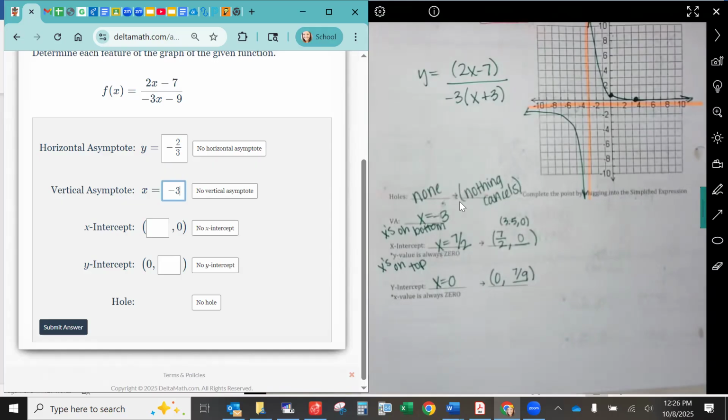But notice that this graph didn't have a hole because nothing crossed out. Okay? But for your homework, you don't have to do any graphs yet. You're just typing in the pieces as you go. Okay? All right, give the next one a shot. You can do it.